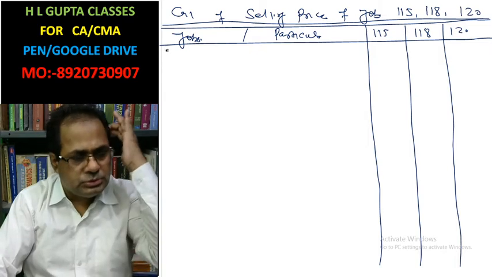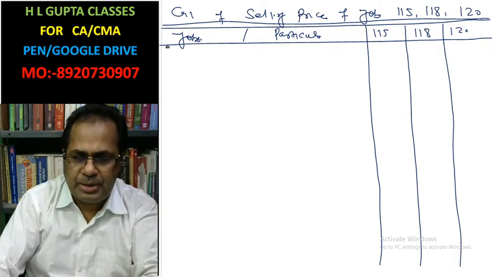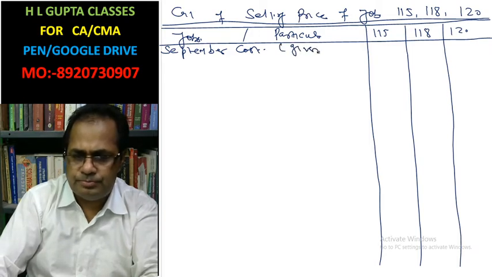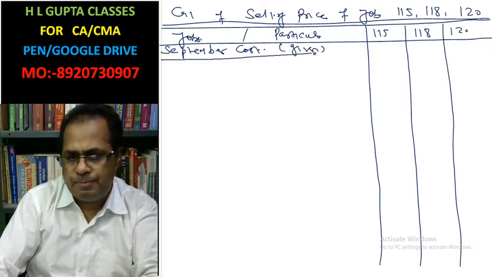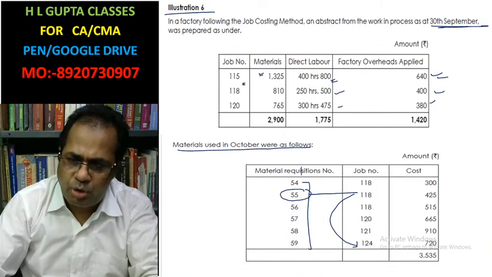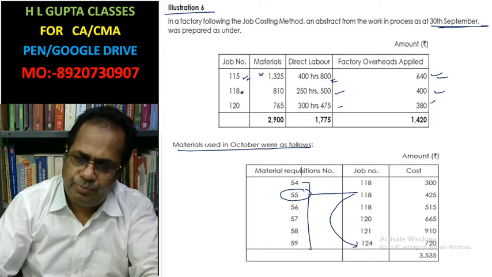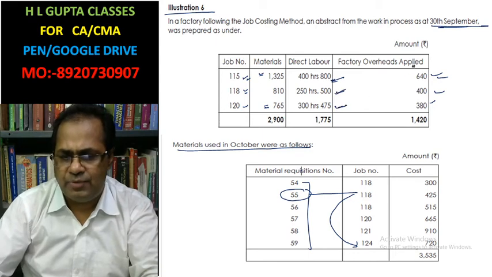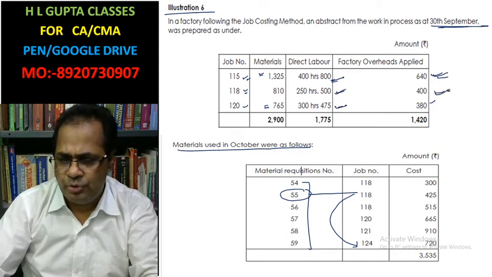Material. September cost. This is a given. What is the given for the September cost? Look at here. Material cost is 1325 for job 115, 810 for job 118, 765 for job 120. Direct labor 800, 500, 475. Factory overhead 640, 400, 380.